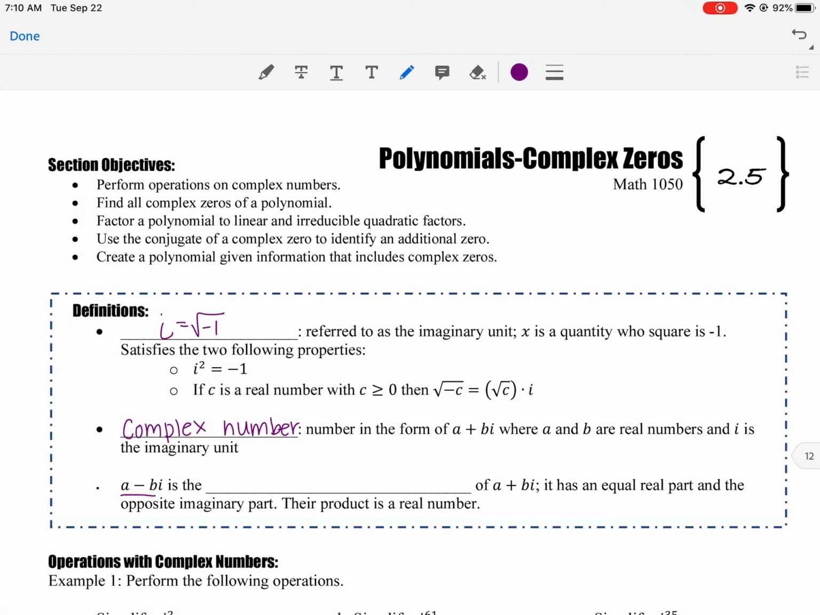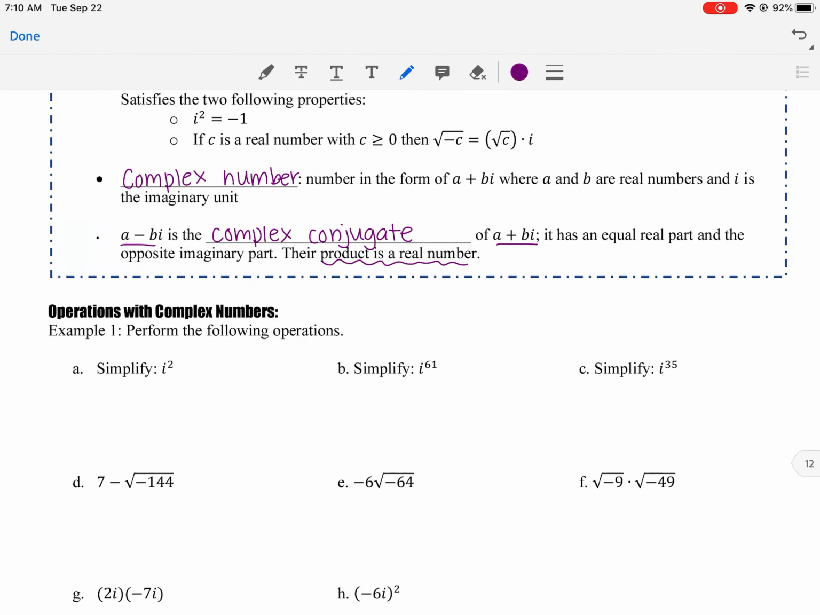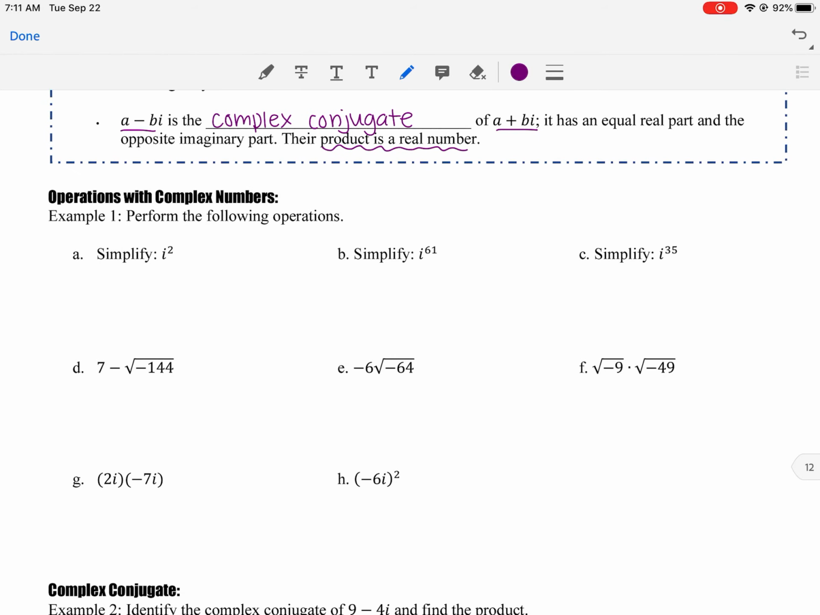Then when you've got a minus bi and a plus bi, right, these are called complex conjugates. It's important to note here the imaginary part is the part that switches, the real part is equal. But the cool thing about it is their product is a real number. So when you multiply it together, you should get a real number. Okay, so let's just review some things about imaginary numbers.